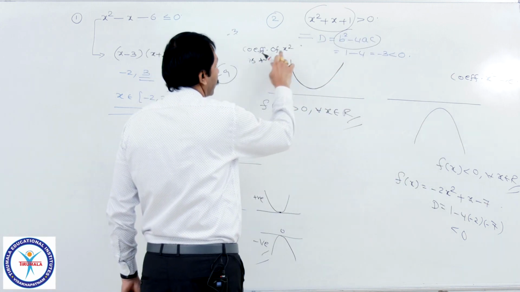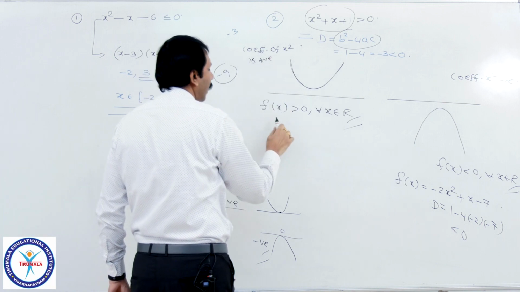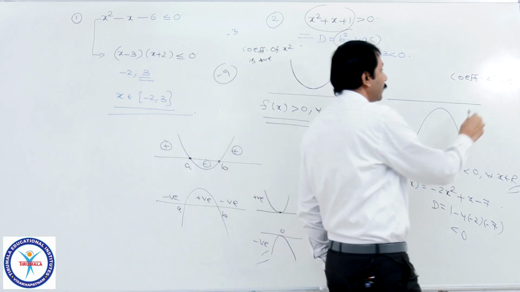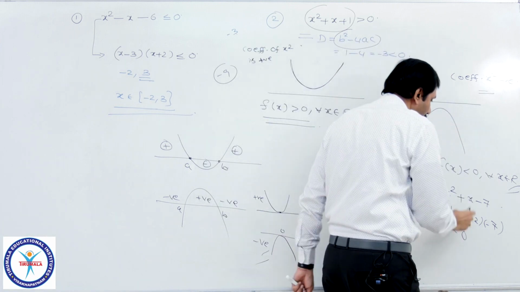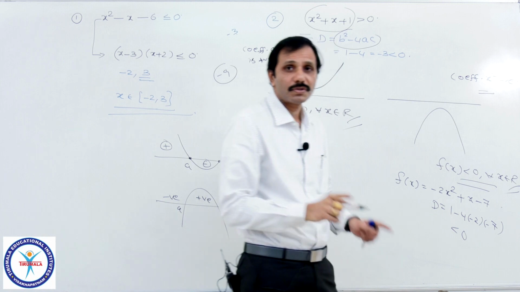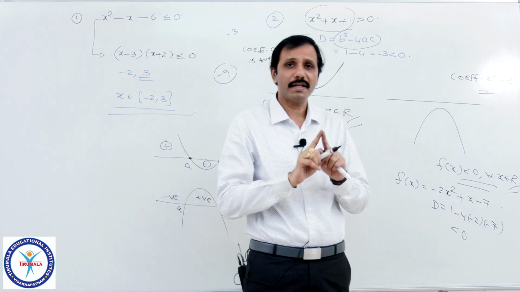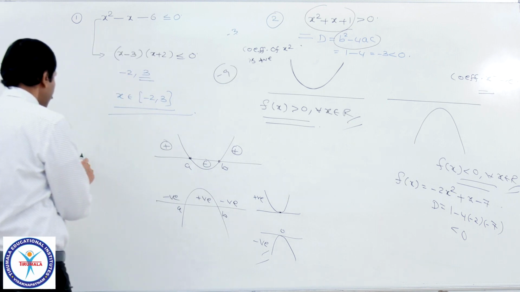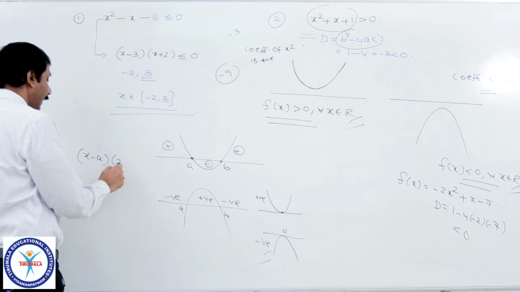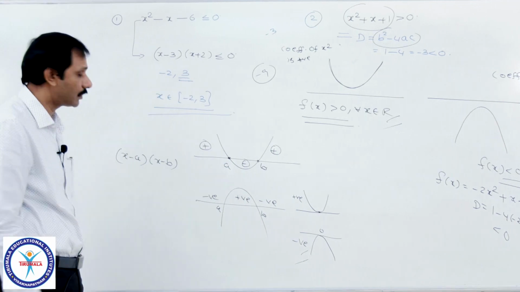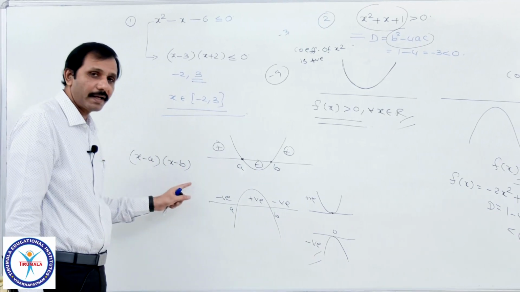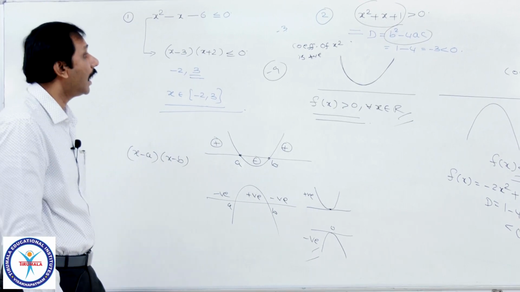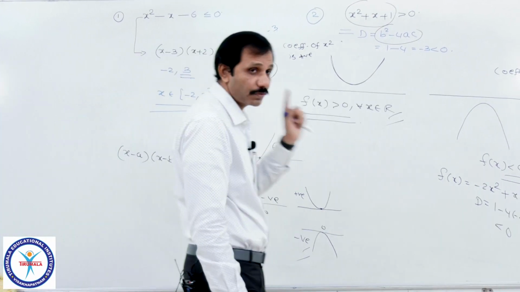Whenever the coefficient of x square is positive, this is always positive. And whenever the coefficient of x square is negative, this is always negative. So, real roots are no problem for us because it is in the form (x minus a) into (x minus b), where a, b are the roots. (x minus a) into (x minus b) greater than 0, you know when it is, less than 0, you know when it is. The problem is when it has complex roots.